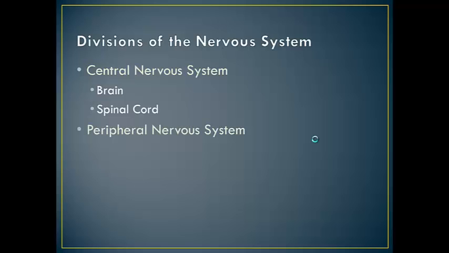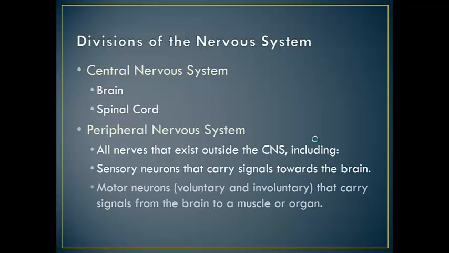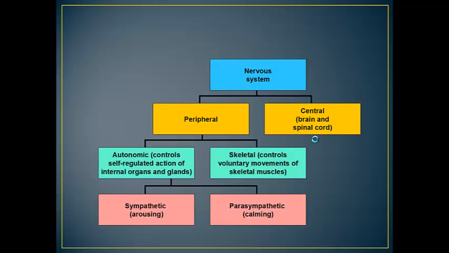Now, the second division of the nervous system is called the peripheral nervous system, and this guy pretty much has all of the nerves that exist outside of the central nervous system. So like sensory neurons that are carrying signals towards your brain, that's how you sense your environment, or the motor neurons that allow you to respond to the senses that you took in. So the sensory receptors told you something happened, and the way that you can respond to it is by your motor neurons.